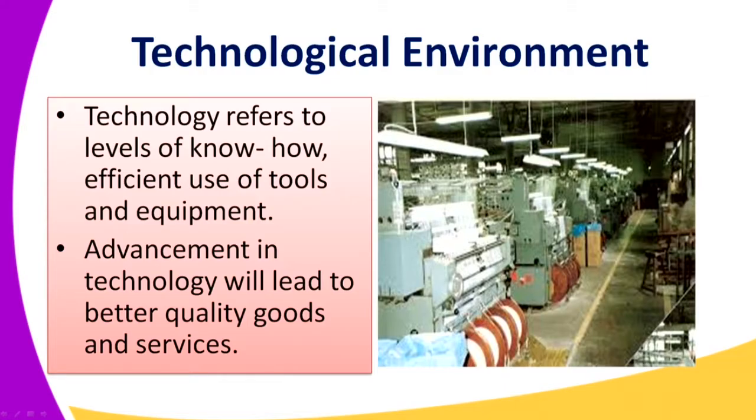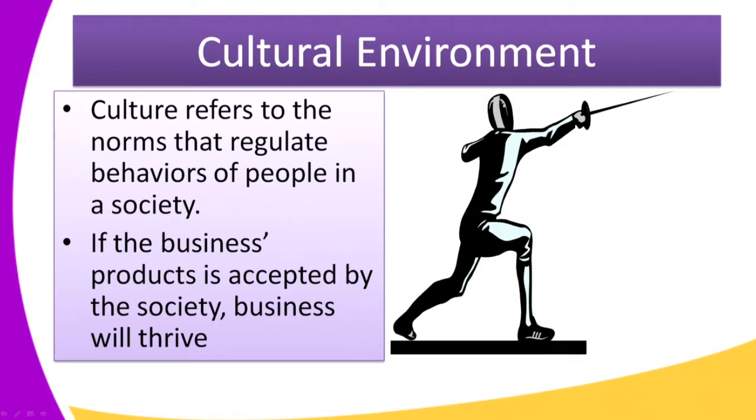The other factor is the technological environment. Technology refers to the level of know-how, efficient use of tools, and equipment. Advancement in technology leads to better quality goods and services. If you use up-to-date technology when you're producing your products, the goods produced will be of high quality, demand will be higher, and therefore you'll make more sales. So use of the most updated level of technology will make your business thrive well. But if you use outdated technology, you will produce goods that are of low standards, and therefore the demand for those goods will be very low, and you are likely not to make a profit or more sales as compared to the one using the right technology.